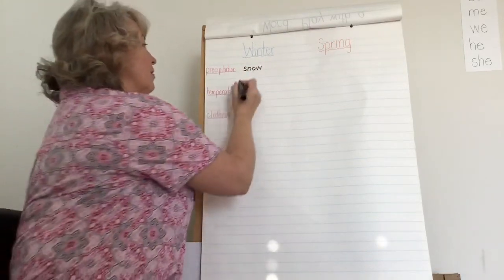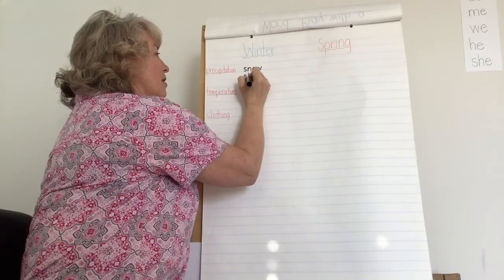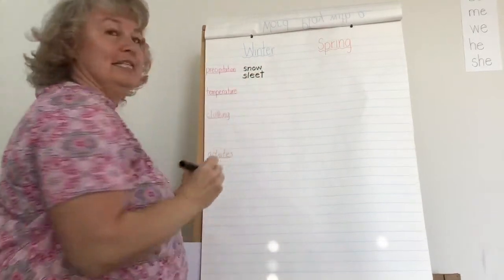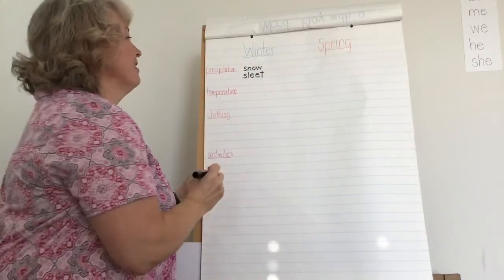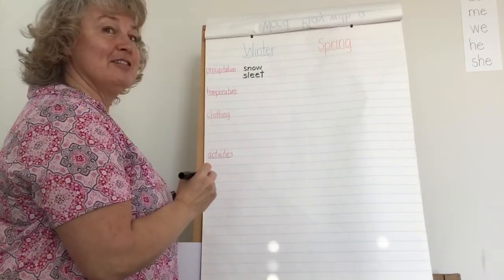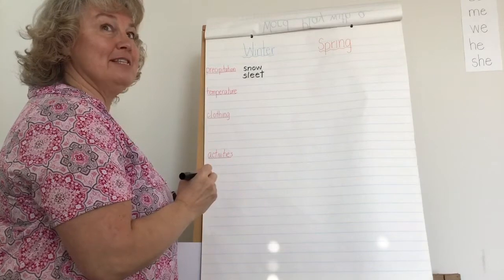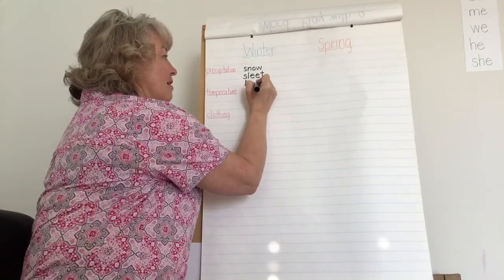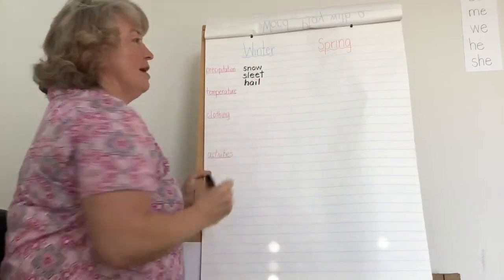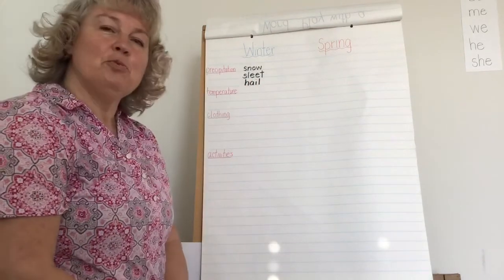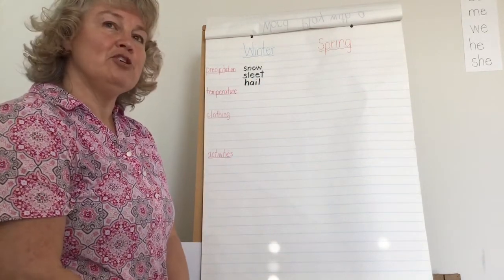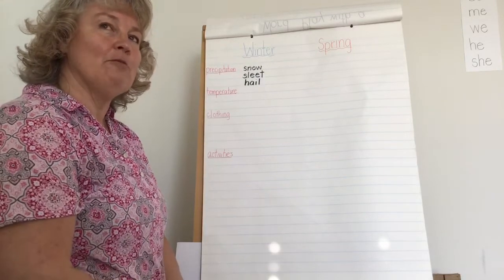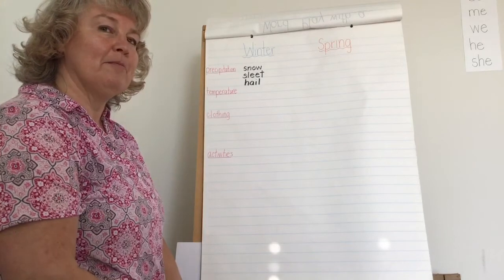Snow, sleet. Can't think of anything else. We might even see hail. Okay. How about in the spring? What's the precipitation that we would have in the spring? Go ahead and say it right out loud what you think we have in the spring.